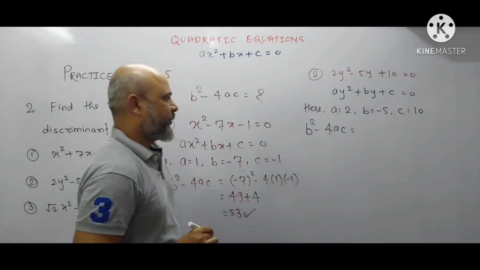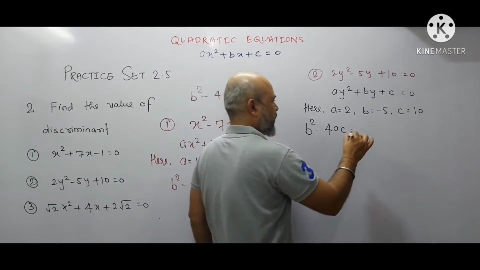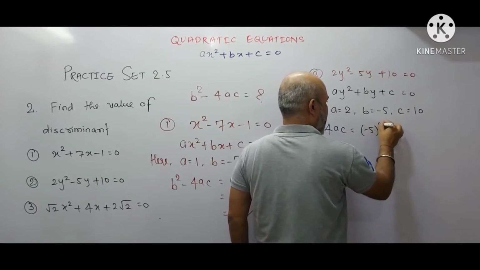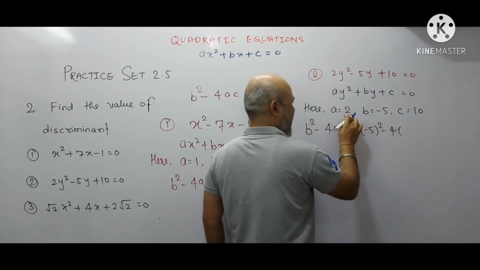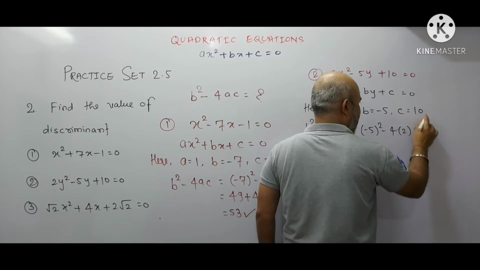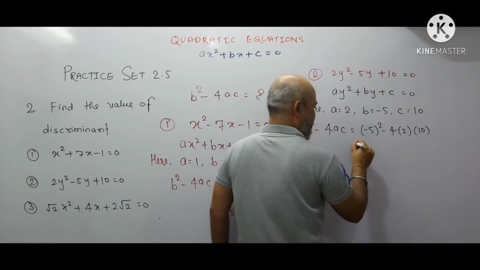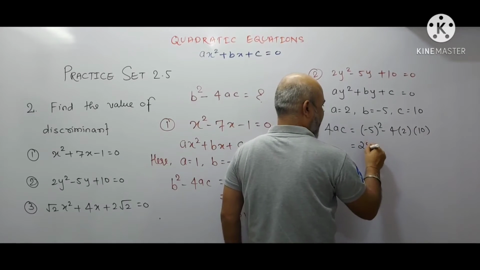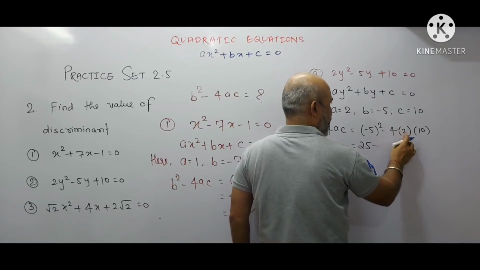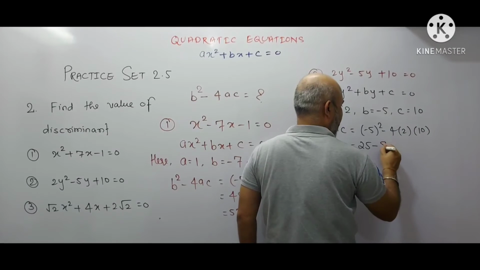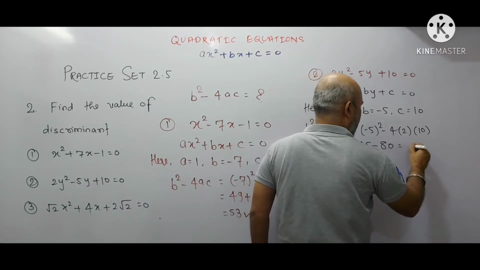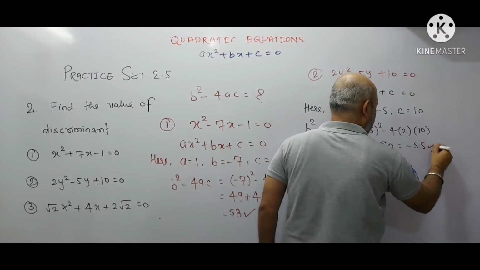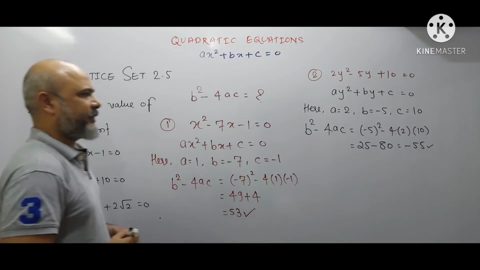So this is equal to b square, which means minus 5 square, minus 4. What is a? a is 2, and what is c? c is 10. So just simplify. This will be 25 minus 4 2s are 8, 8 10s are 80, which is equal to minus 55. So this is the value of discriminant.